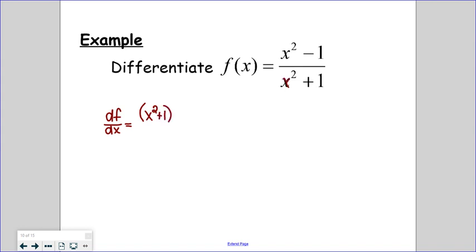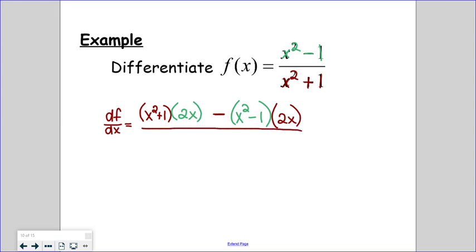And I'm going to go ahead and color code this so we can follow what we're doing here. We'll do our top function in green here. Bottom function times the derivative of the top. Well, the top function's derivative would be 2x, minus the top function times the derivative of the bottom, which again, we can just apply our power rule and get 2x, all over the bottom function squared.